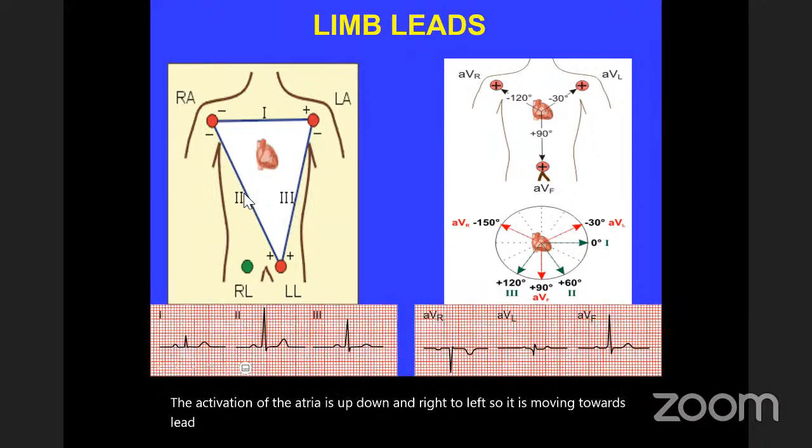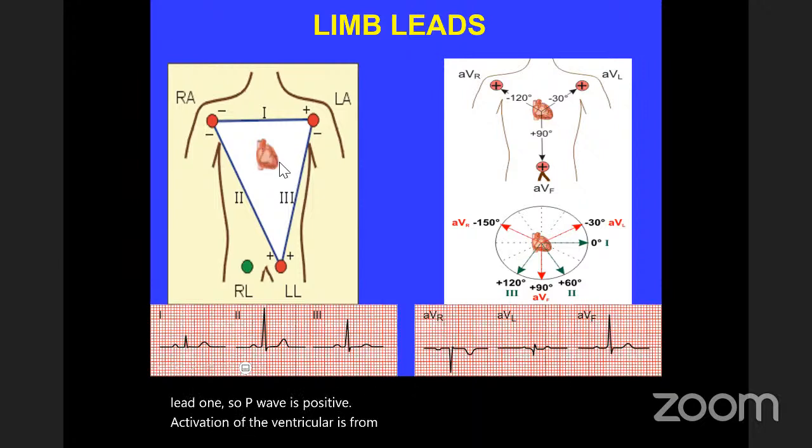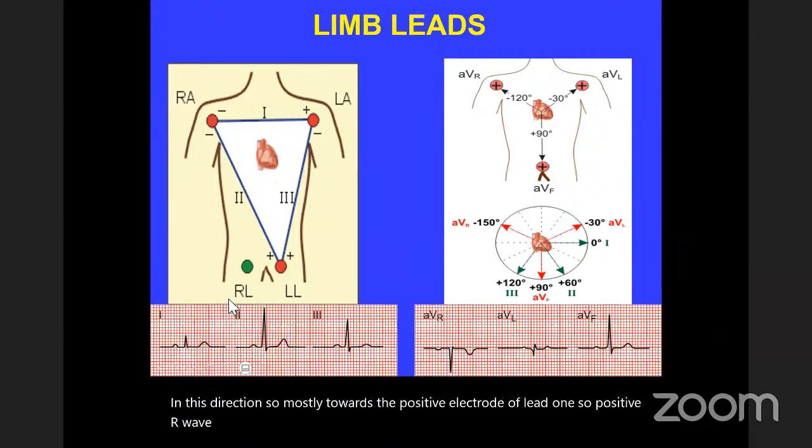So P wave is positive. Activation of the ventricle is from up, down in this direction, so mostly towards lead 1, the positive electrode of lead 1. So positive R wave and T wave. Lead 2, the same. It is here in the inferior surface. So P wave would be positive, QRS complex would be positive.